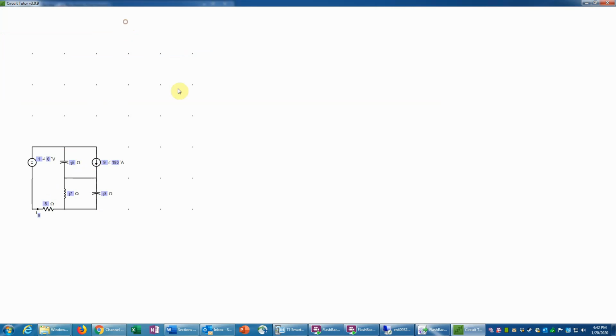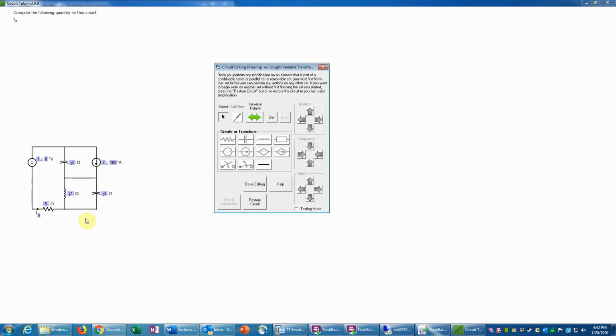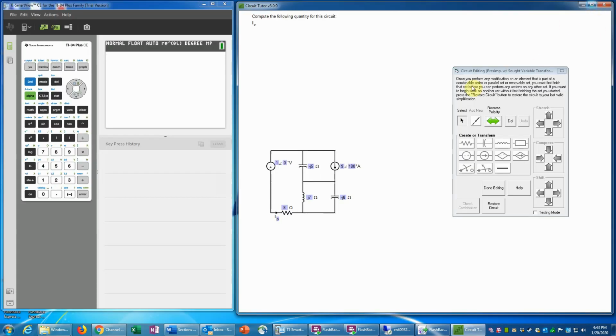Okay, so let's go into the circuit editor to simplify that circuit. And now we need to combine those two values in parallel. To do that, I will use a calculator. I'm using my TI 84 Plus emulator here just as an example. If you have a different model, then you would have to make appropriate adjustments.